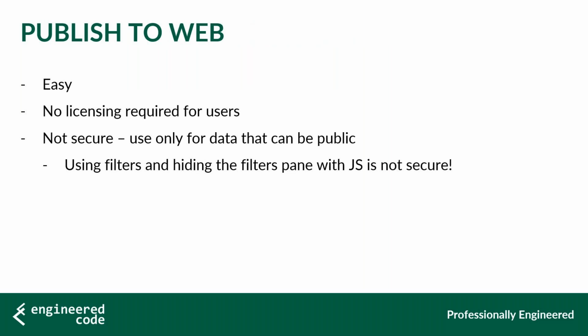So, publish to web. This is easy. There's really no licensing required for the users. This is something built into the Power BI license, I think Power BI Pro, where you can upload your report to web.powerbi.com, right click, and publish to web, and it gives you a URL that you can embed as an iframe wherever you want. Anyone can get that URL, anyone can see that report. There's no security for it. There's no licensing requirement, so anyone can look at it, but there's no security. Anyone who knows that URL can get it.